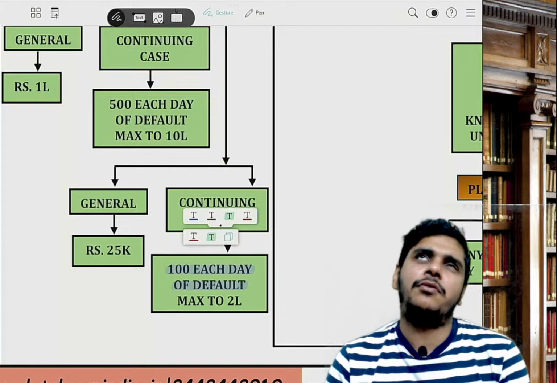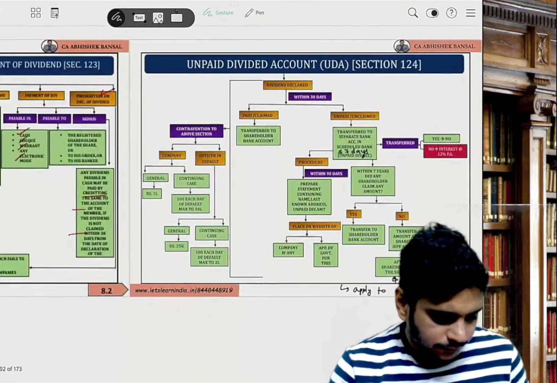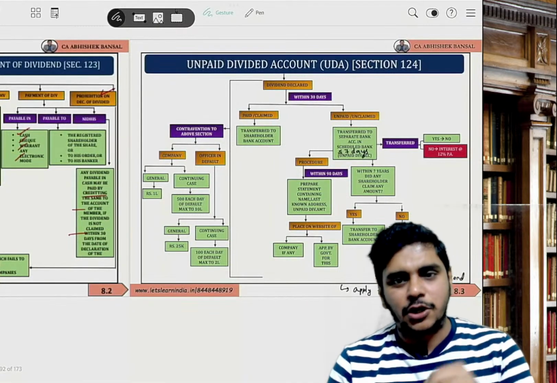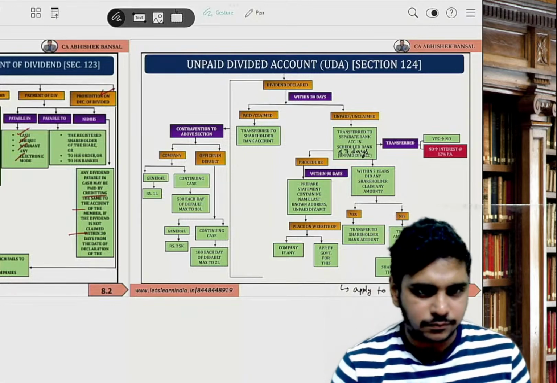In descriptive, 124, 125 is very rare because they generally ask on rule 3. We'll be doing rule 3 now. 124 talks about unpaid, 125 talks about IPF.